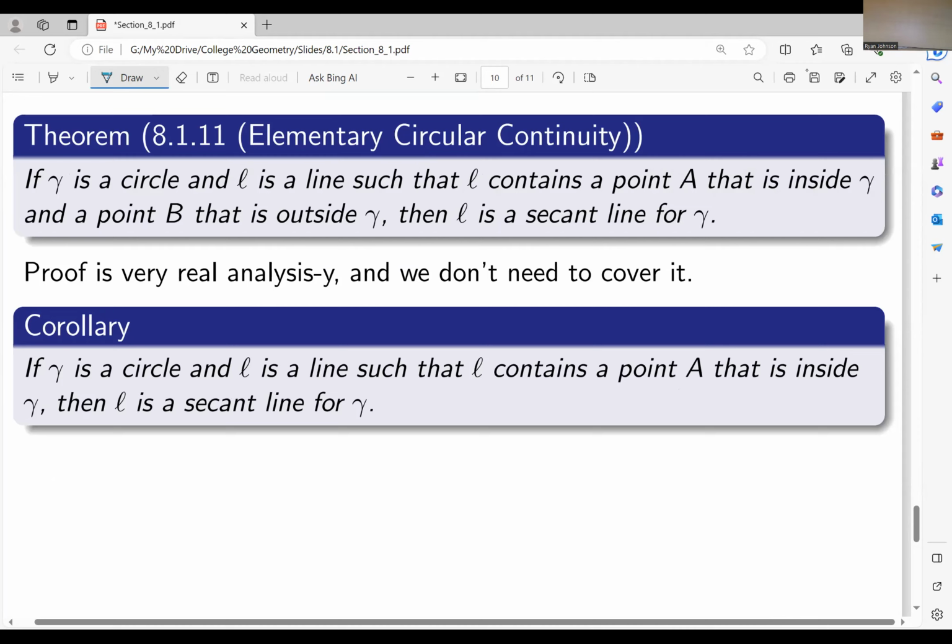Okay. So this proof is very real analysis, and we don't need to cover it. It has too much about the nature of the real number line that is better left. Those of you who are taking real analysis will see more proofs like that, but it's not necessary for us to go into that proof.